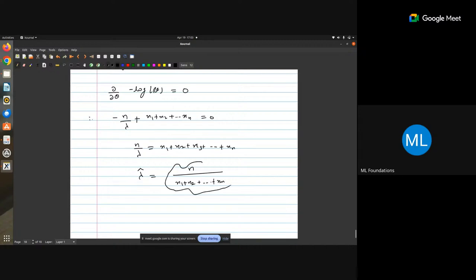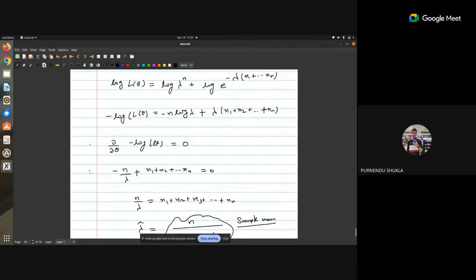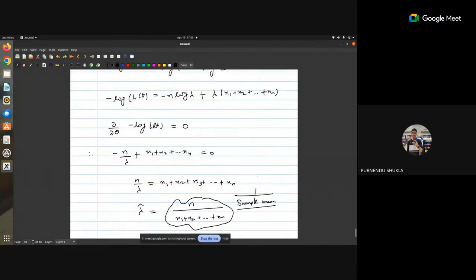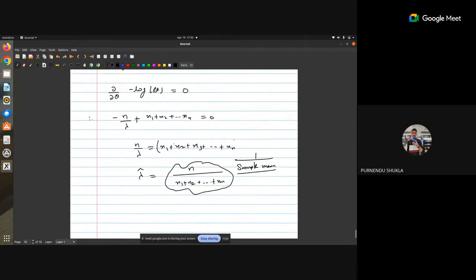So basically n upon this sum is the sample mean. Sir, can you scroll a little bit up? Okay, so n upon lambda. It is one by sample mean, is it? Yes, correct, one upon sample mean. Sir, this minus n by lambda I got, we take to the other side. Yes, lambda will go to the other side and the sum x1 plus x2 plus xn will directly come. This is basically one upon sample mean, right? Okay.